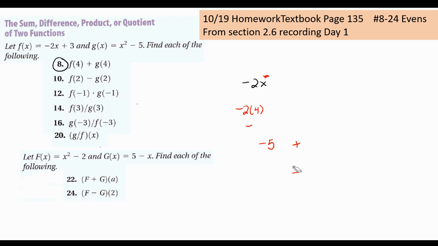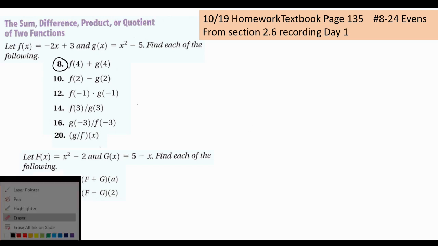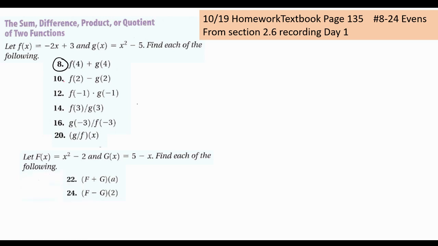Okay, so let's do some more. We'll just do this homework and we'll be done. Okay, we're done with those two. We'll go on to number 12. So it says the function f at -1, multiply it by the function g of -1.